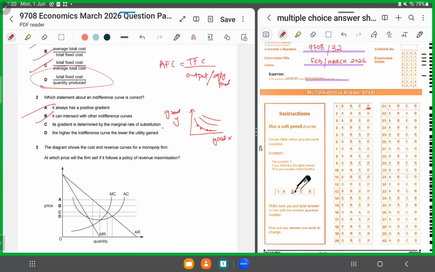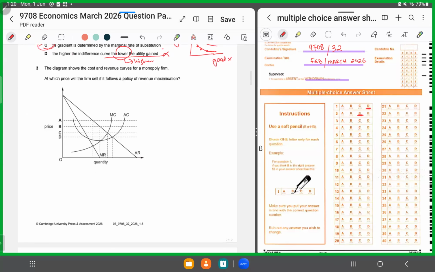Yes, that's the correct answer because what does its slope show? Its slope shows how much the consumer is willing to give up of one good for another. So the rate at which he substitutes, that's called the marginal rate of substitution. So for 2, we'll shade in C as a correct answer. It cannot be D because D says the higher the indifference curve, the lower the utility gain. That's incorrect. The higher the indifference curve, the higher would be the utility gain. That is why it is incorrect. So for 2, we'll shade in C as the correct answer.